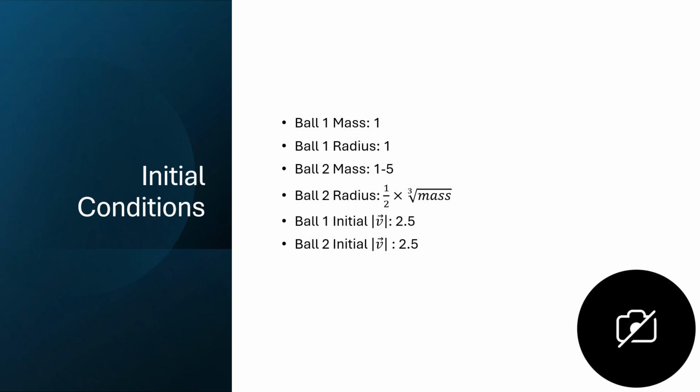So, for the initial conditions, ball one was my constant. It had a constant mass and radius of one. Ball two's mass varied between 1 and 5, with its radius determined based on its mass. And both balls had an initial velocity of 2.5.